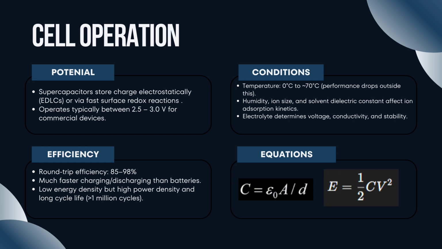Talking about the cell operation, there are several factors. First, the potential: supercapacitors typically operate between 2.5 to 3 volts for commercial devices. Talking about the conditions, factors such as temperature and humidity affect the performance of supercapacitors. And talking about the efficiency, the overall round trip efficiency is around 85 to 98%, which offers much faster charging. The equations given here also determine the cell operations.